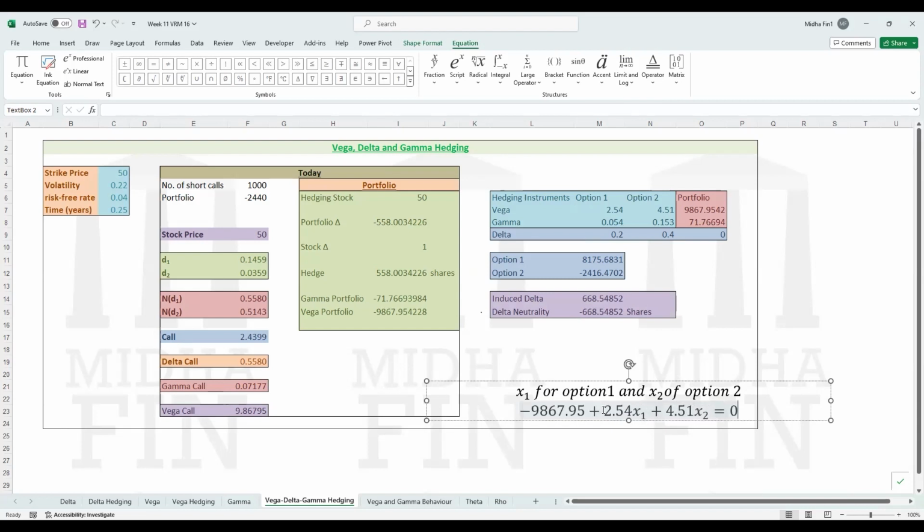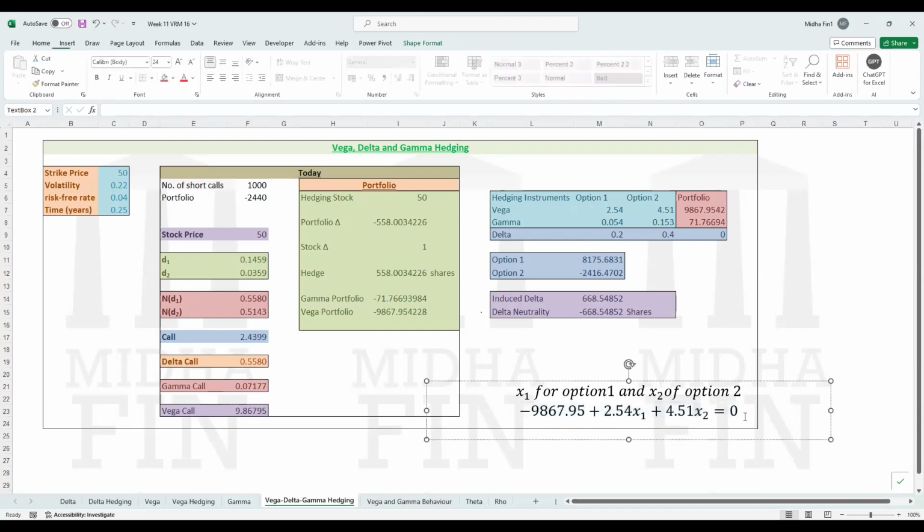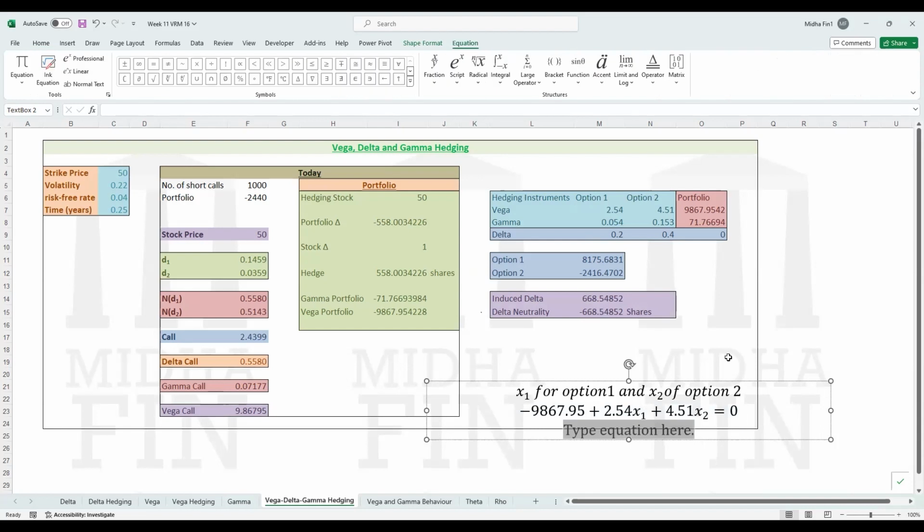Okay. And this should be equal to 0. When I add these 2 positions, my vega exposure will become 0. I will solve it. Finally, since there are two variables, I need one more equation. So now I will do it for gamma.